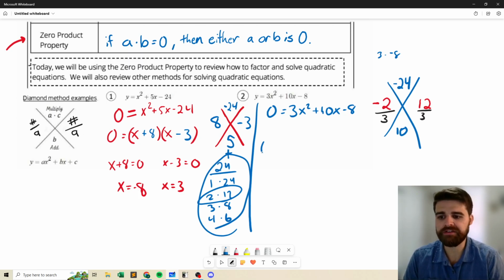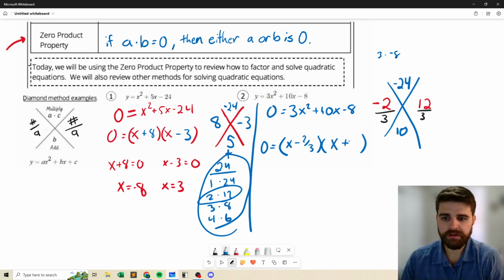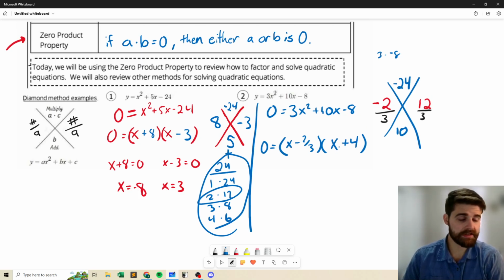Now I'm going to continue factoring. So I've got my factored form here. So this is going to look a little different. So negative 2/3. This will be x minus 2/3. And that's not a great way to write a factor. We'll come back to that in a second. Over here I have 12 over 3, so that's just 4. That one we can write out, and that's actually done.